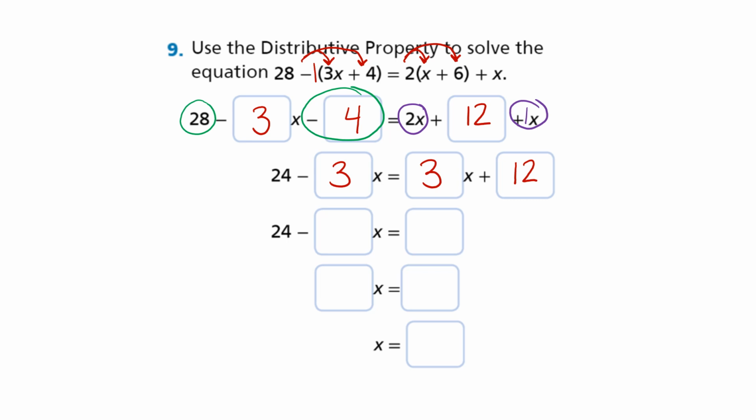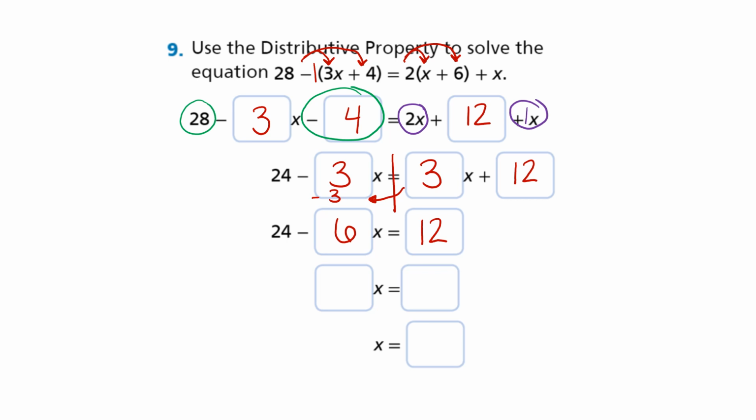When we are combining our like terms again, our 24 would stay out front. We would combine the -3x with the positive 3x. We move the positive 3x and it becomes a -3x when we move it. So -3 and -3 would make -6x. And we still have our 12 on the other side.